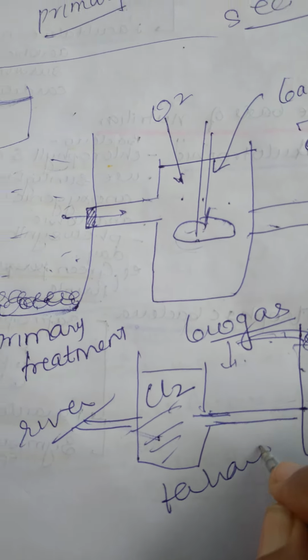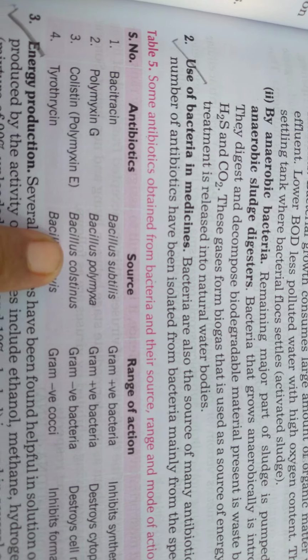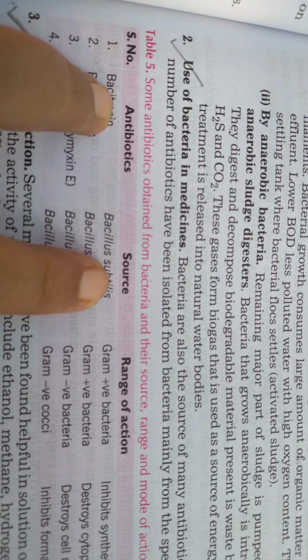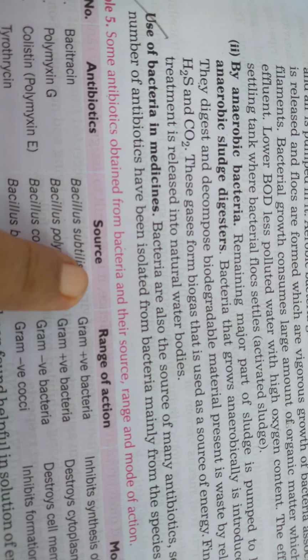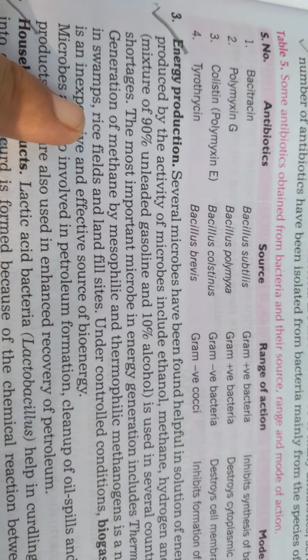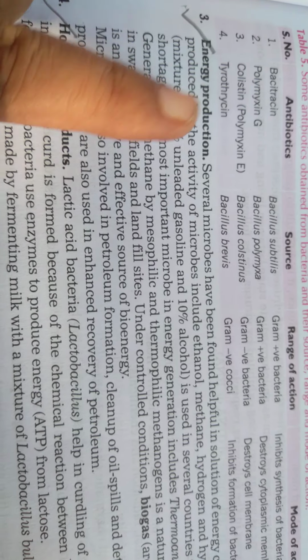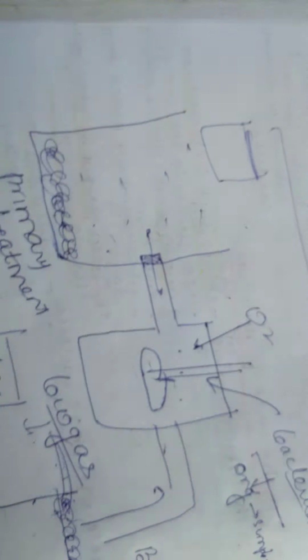The second point is, children, use of bacteria in medicines. See, there is a table given. They have given the name of the antibiotic and from where it is obtained. Children, you are supposed to learn only these two. That means you will study the antibiotic and the organism, the bacteria, from which these antibiotics are being obtained. Then comes energy production. If you remember, I told you this biogas is produced, so this can be used as a source of energy.